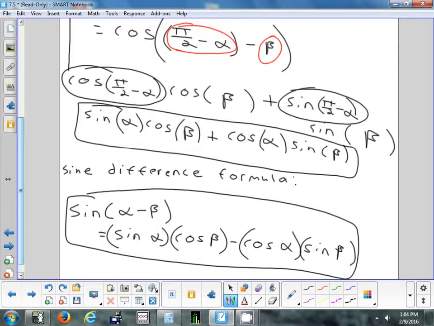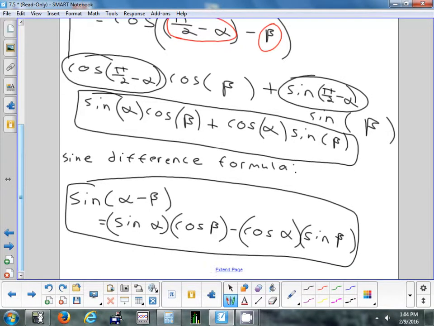Okay, and what we could do with this one, now you could find, somebody asked me about sine of 15 or sine 75, something like that. You could use these formulas to do exactly the same thing we did with cosine. And we're not going to go through the proof of the sine difference formula.